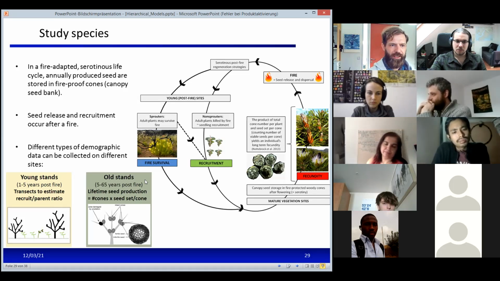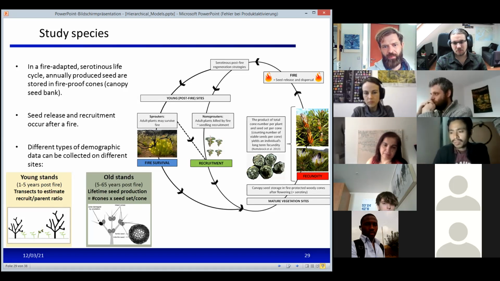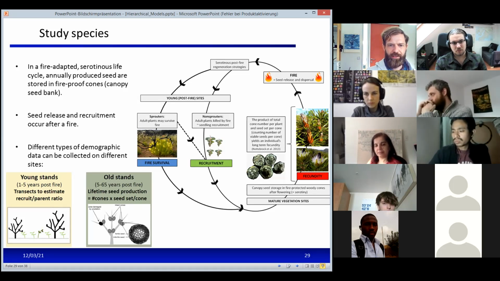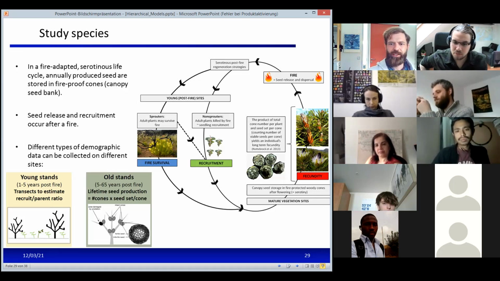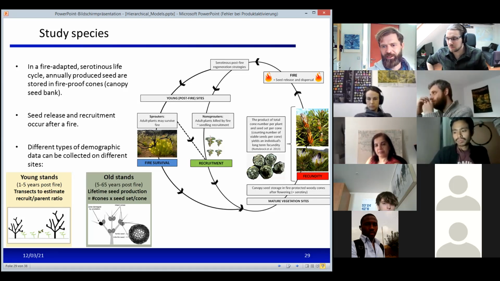So maybe I start with fecundity data. If I go to a plant community of a certain age, so a certain time after the last fire, and I count the cones that a certain shrub has, and then also count how many viable seeds there are in each cone, I can directly calculate how much this individual could contribute to the next generation if there were a fire at this age of the community.